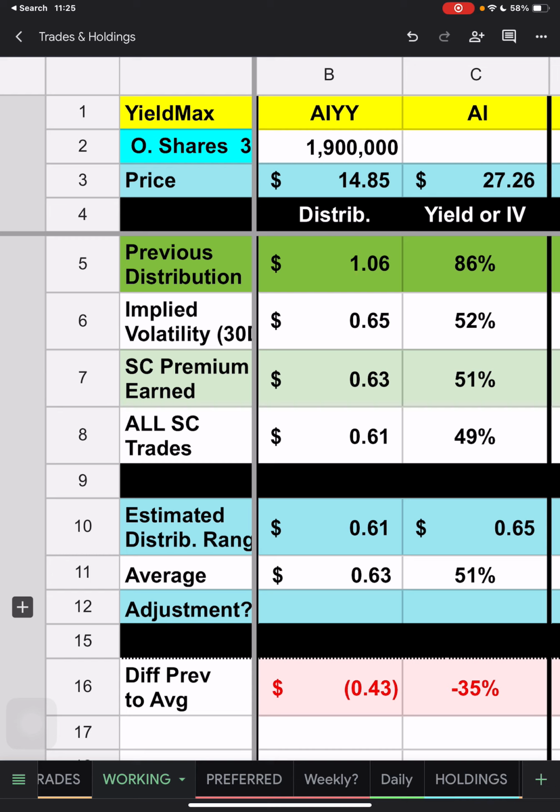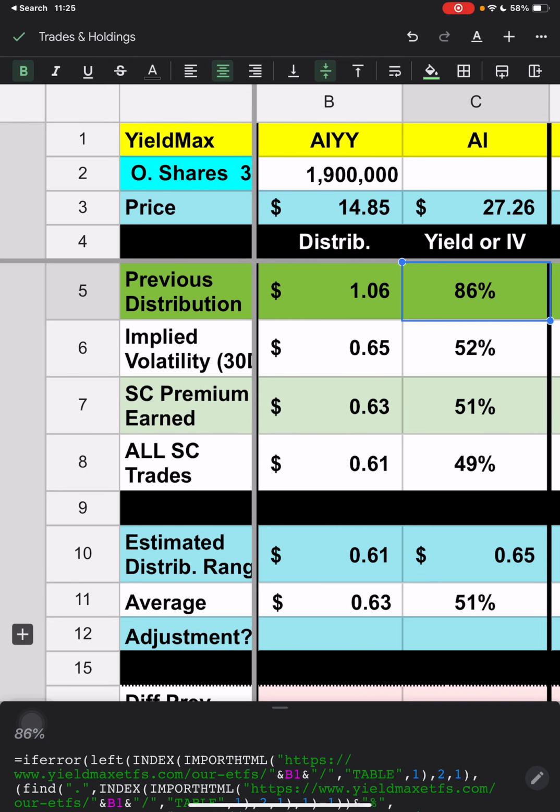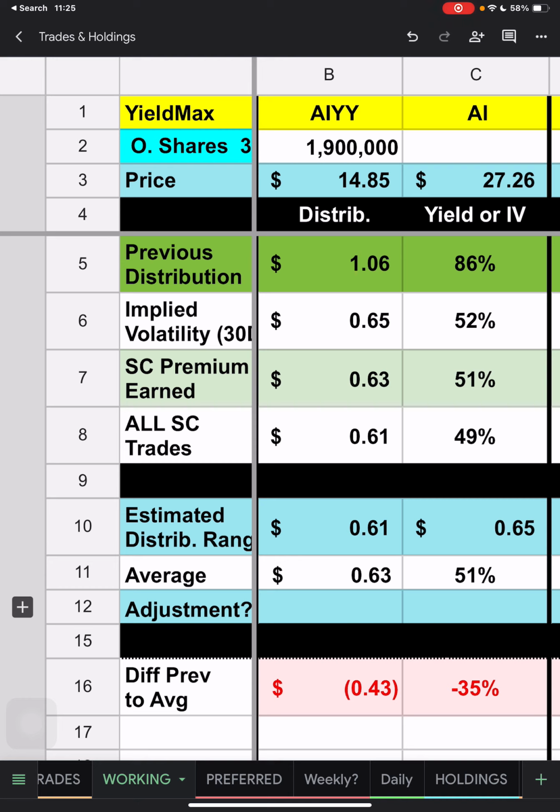So obviously this first one is the last yield for the distribution, the 86 cents. The 52 percent for the implied volatility, obviously that's the IV. And then the 51 and 49 would be yields. So all of these are yields except for the implied volatility.